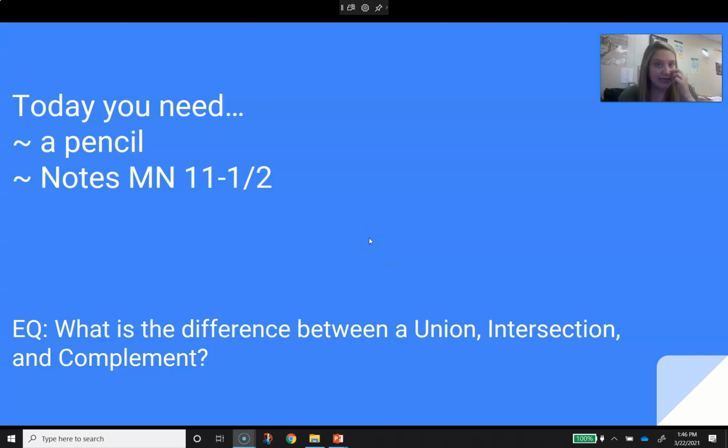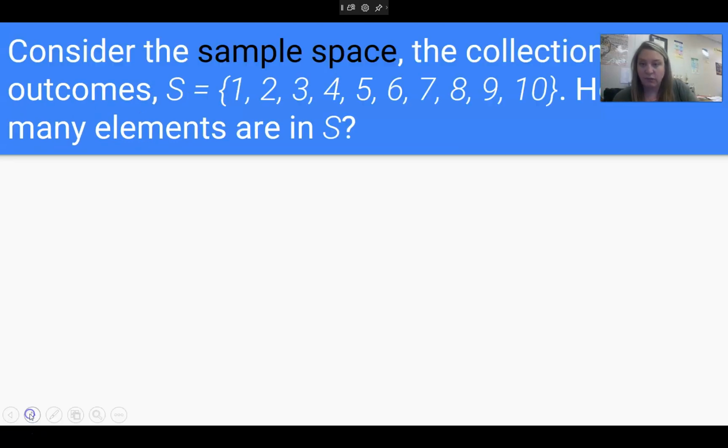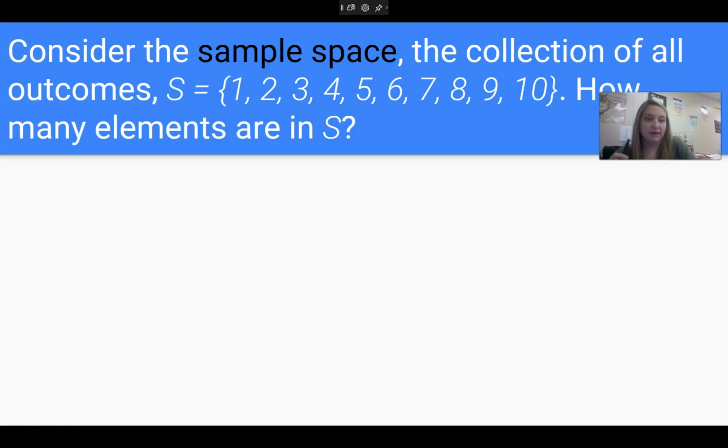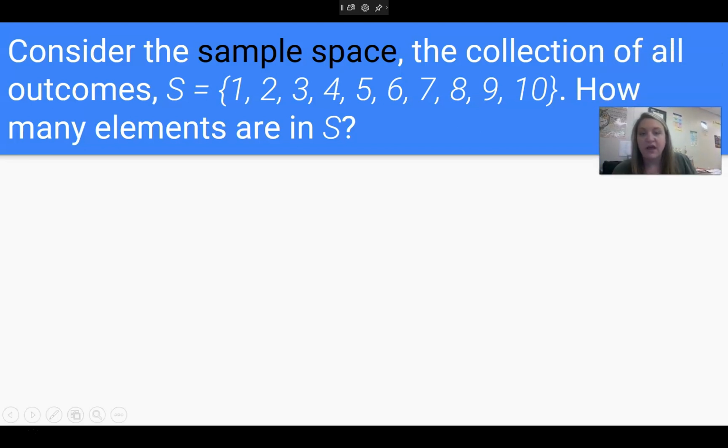What we're going to do today is see if we can determine what the difference is between a union, an intersection, and a complement. Okay? So with probability, we're going to first start. There we go. So we consider the sample space. Okay, so this is all about data, right? The sample space, the collection of all the outcomes. Okay, so my sample space is 1, 2, 3, 4, 5, 6, 7, 8, 9, 10.